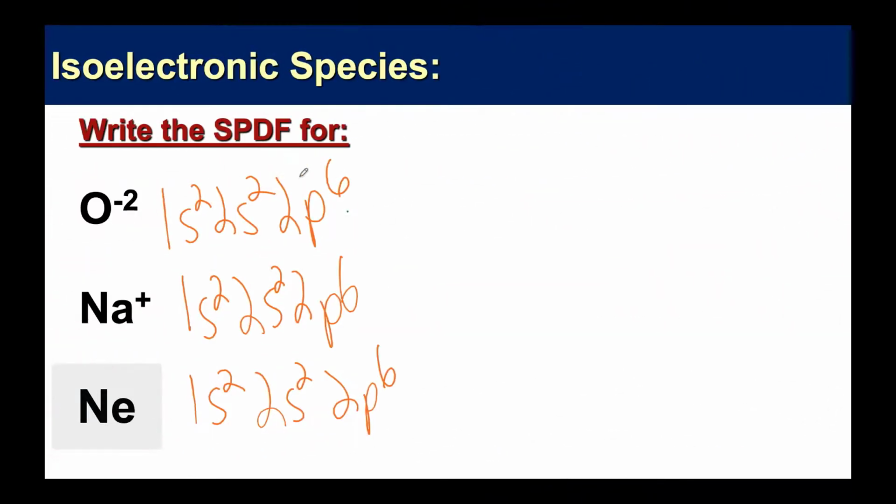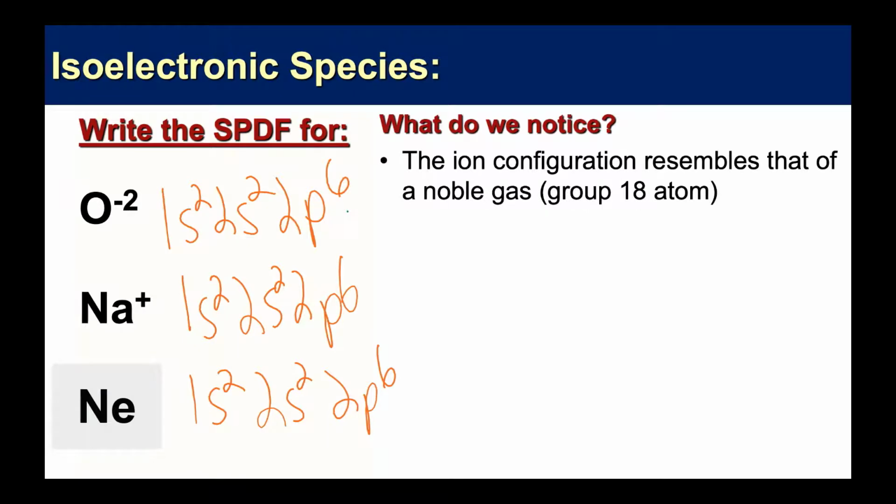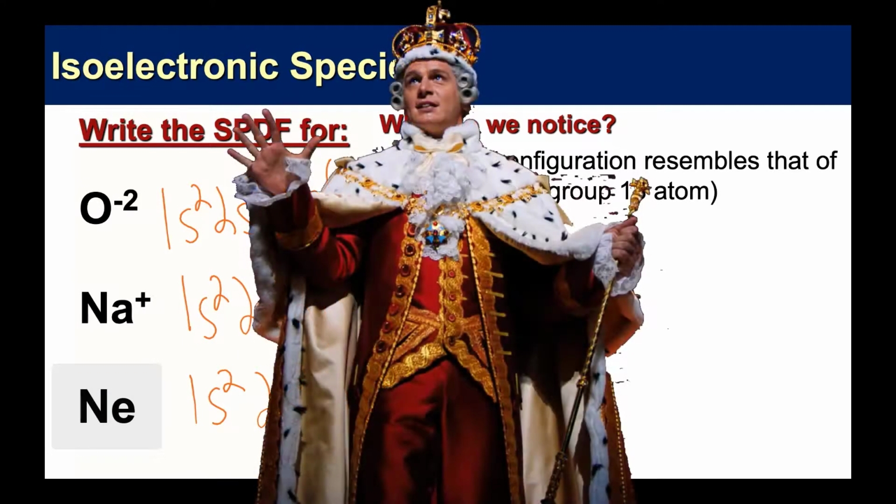All right, if you did them correctly, you should notice that, wait a minute, all 3 are identical. And furthermore, the 3 of them have an electron configuration that resembles that of a noble gas, which, for all of you playing along at home, the noble gases are your group 18 atoms.